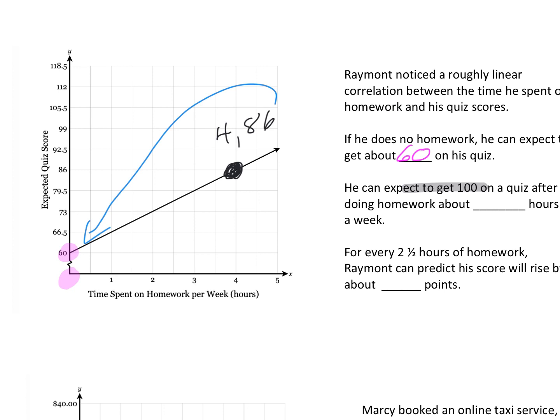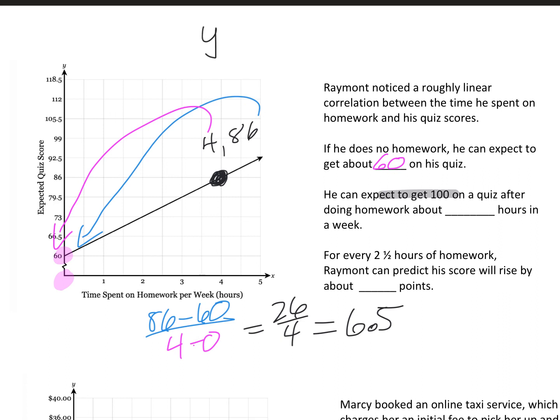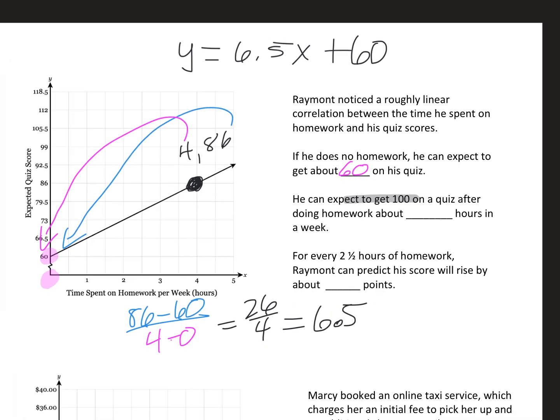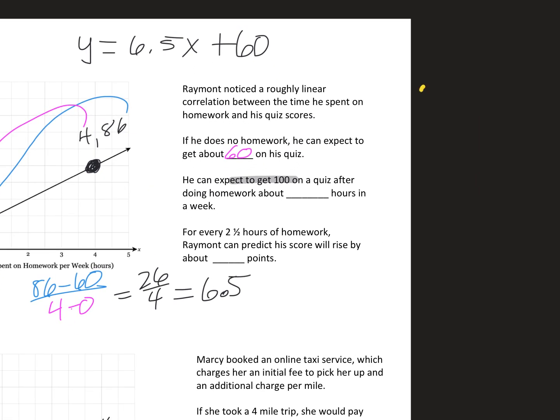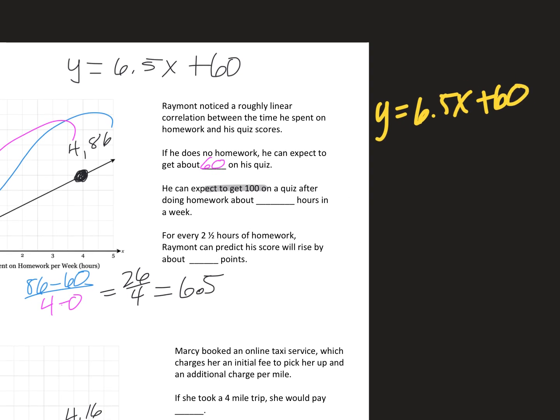So my change in y values, 86 minus 60, over my change in x values, 4 minus 0. So this gives you 26 over 4, which gives you 6.5 for the rate of change. So the equation of the line would be y equals 6.5x plus 60, since you know that y-intercept is 60. So how does this help me to answer the second question? Well, because now I can take that equation of the line, kind of like you did for your project, and if I want to know how many hours he needs to study to get 100, I would just put 100 in for y and solve it.